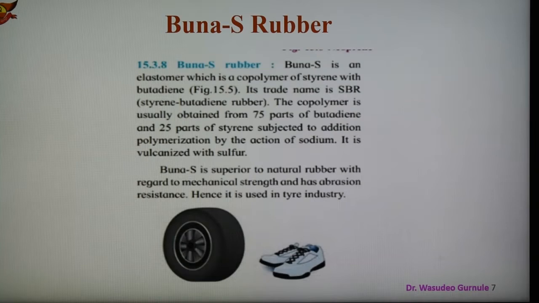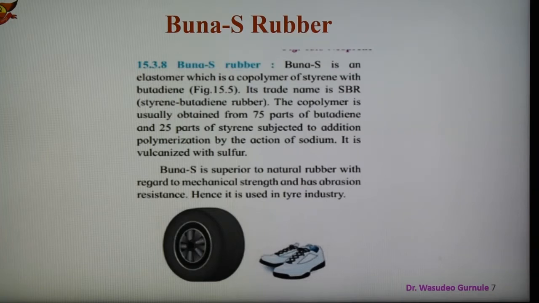In Buna-S, Bu stands for butadiene, Na stands for sodium, which is a polymerizing agent, and S stands for styrene. SBR has less tensile strength as compared to natural rubber. It is used in the manufacture of automobile tires, rubber soles, belts and shoe soles.